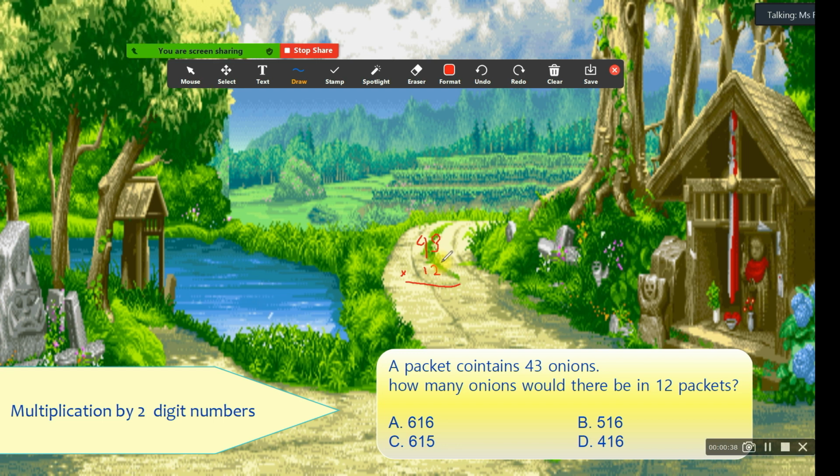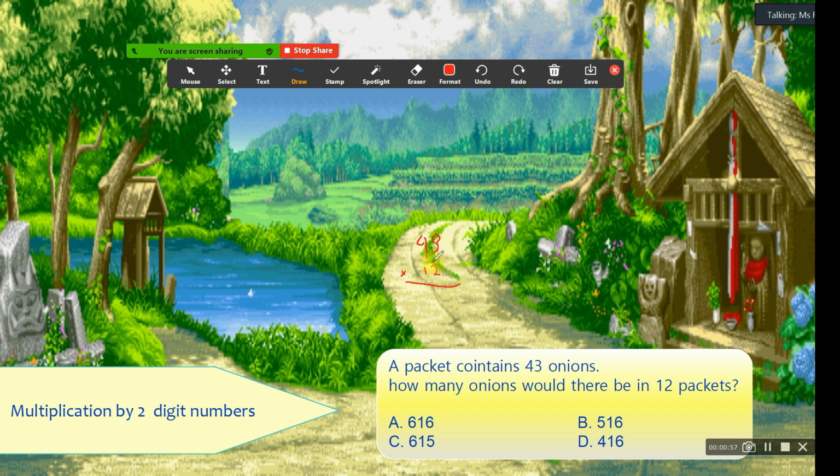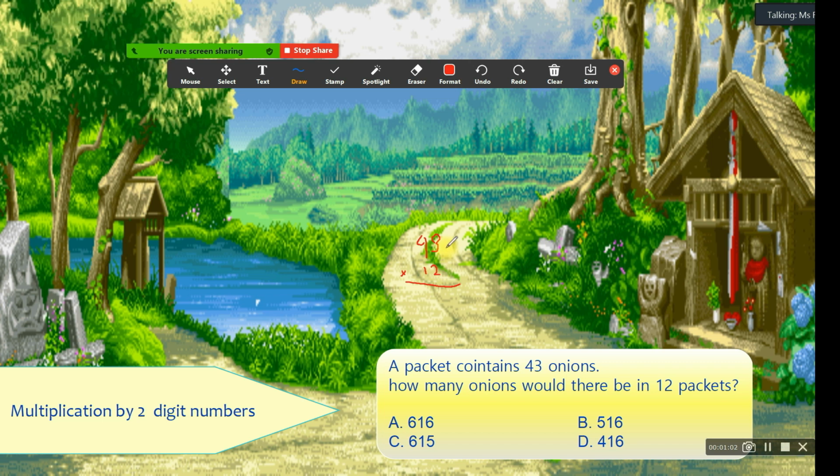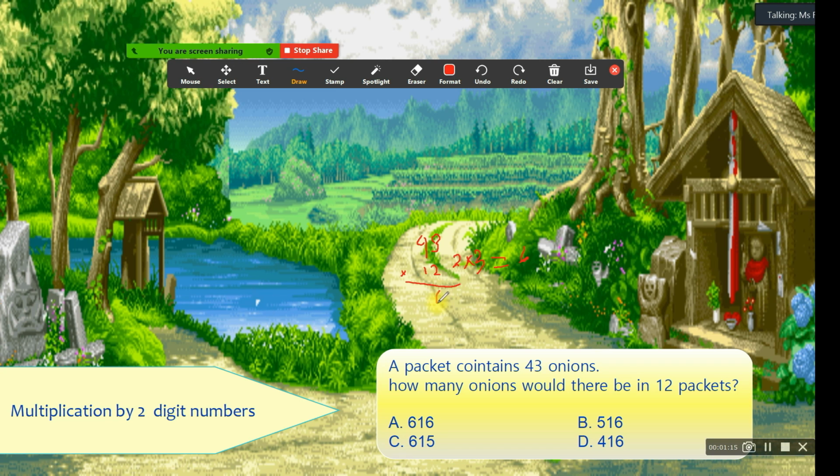The first one, you must multiply by the ones in the bottom number. Look at the ones in the bottom number, 2. You must multiply by the ones in the top number and by the tens in the top number. First, multiply 2 by 3. 2 times 3 becomes 6. So we can put 6 here.